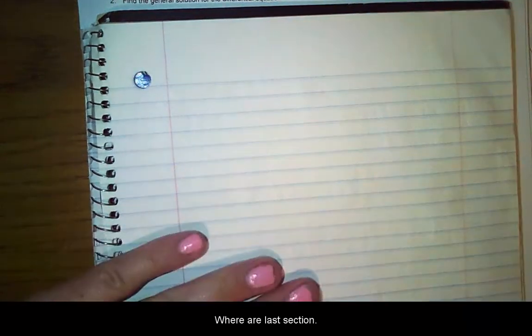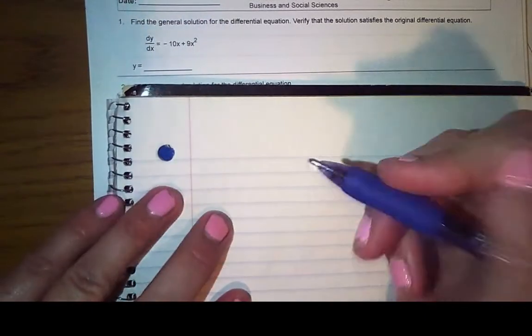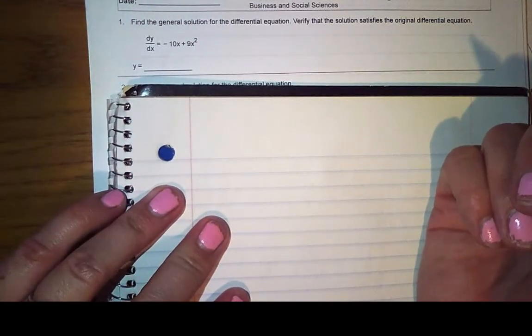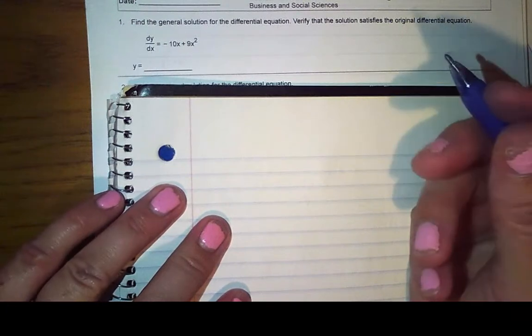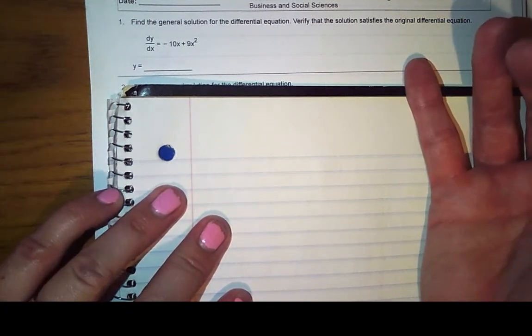For our last section of Calculus for Business and Social Sciences, we're going to solve some differential equations, which means we're going to integrate. There are 5 questions, because I wanted to keep it basic. Basically, we're going to integrate both sides of an equation. And the hard part is just making sure that your y's are on one side and your x's are on the other.